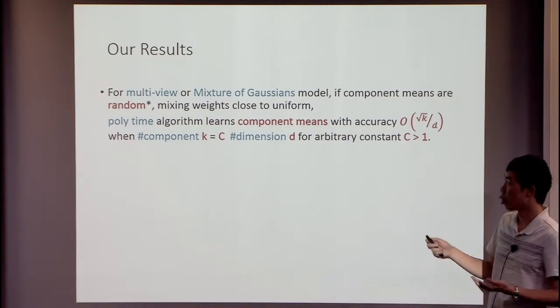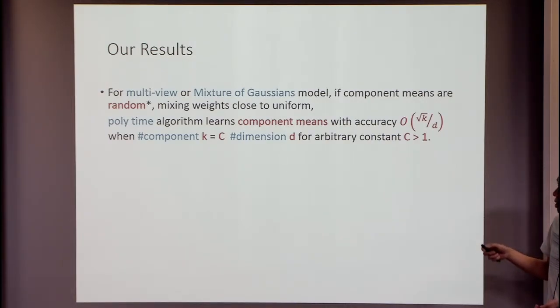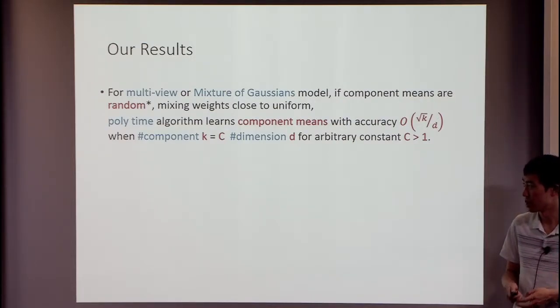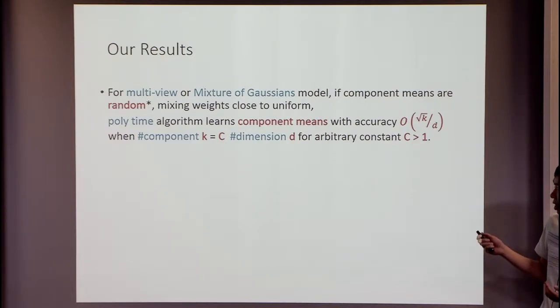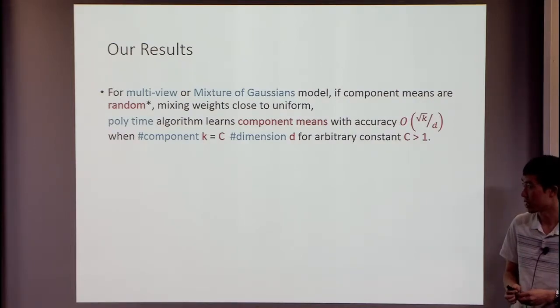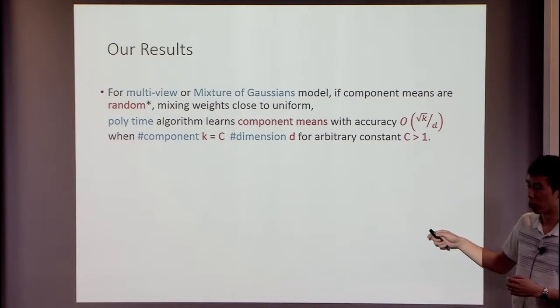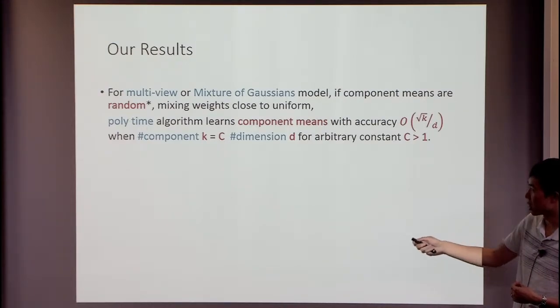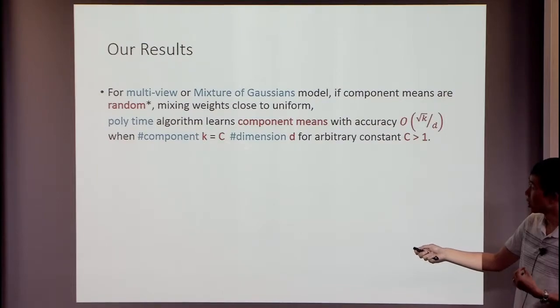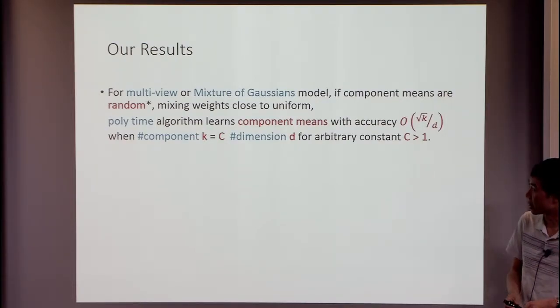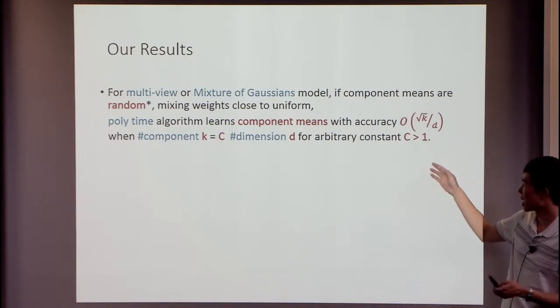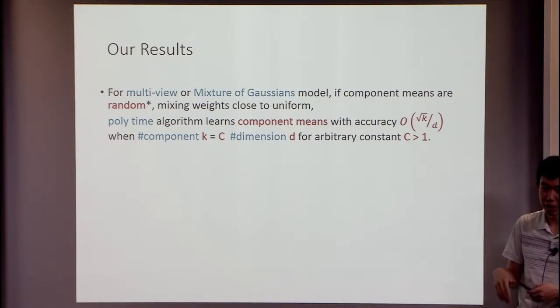So for multi-view or mixture of Gaussians models, if the component means are chosen at random and mixing weights are close to uniform, then we show there's a simple polynomial time algorithm that learns all the component means with accuracy root k over d when the number of components is a constant factor larger than the number of dimensions. So let me parse this more slowly. Our algorithm works for overcomplete models because we allow the number of components to be a constant factor larger than the number of dimensions d. It can be any constant, but the running time will depend on this constant c.